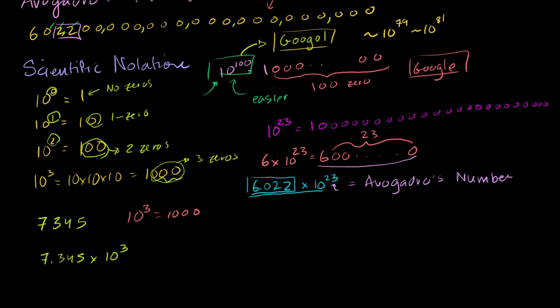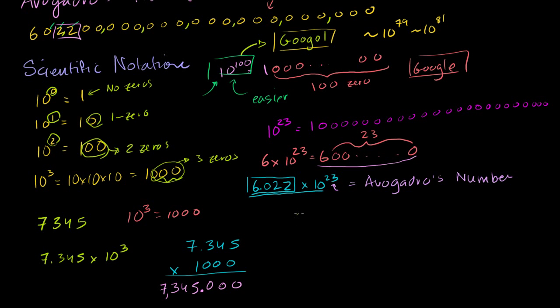Let me multiply it out just to make it clear. If I took 7.345 times 1,000, the way I do it is I ignore the zeros. I essentially multiply 1 times that number up there. So I get 7,345. Then I had 3 zeros here, so I put those on the end. And then I have 3 decimal places. 1, 2, 3. So put the decimal right there. And there you have it. 7.345 times 1,000 is indeed 7,345.